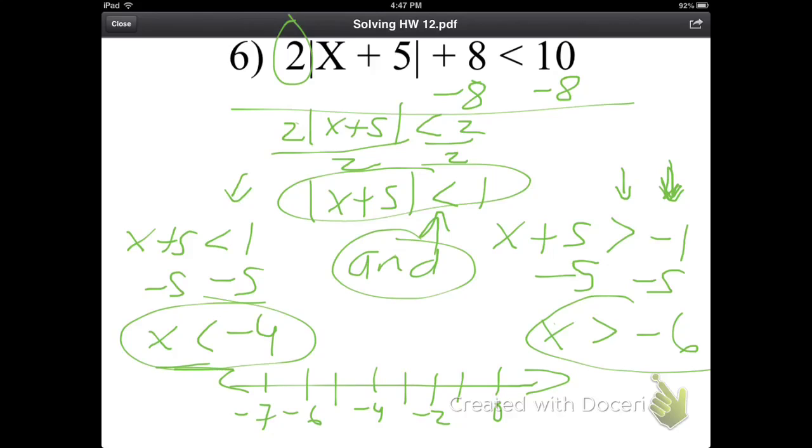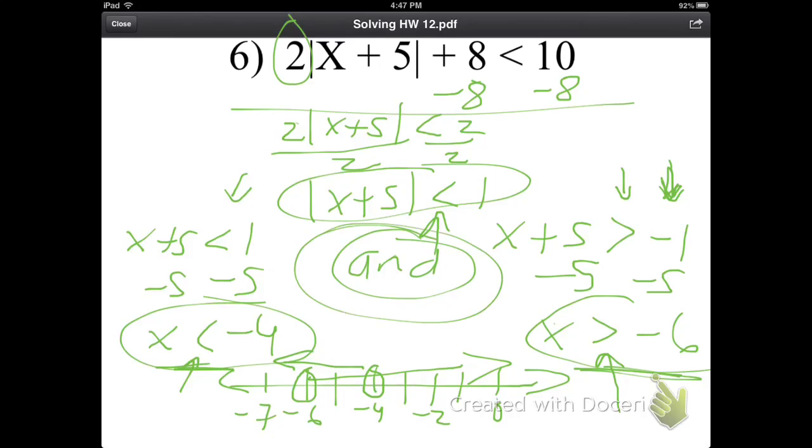I'm going to graph my left one first, where x is less than negative 4. It's open circle because there's no line here. And it's shade left. Bam, shade left. I'm going to graph my right one. The point of interest is negative 6. I'm going to put it open circle because there's no line. And I shade right. Shade right.